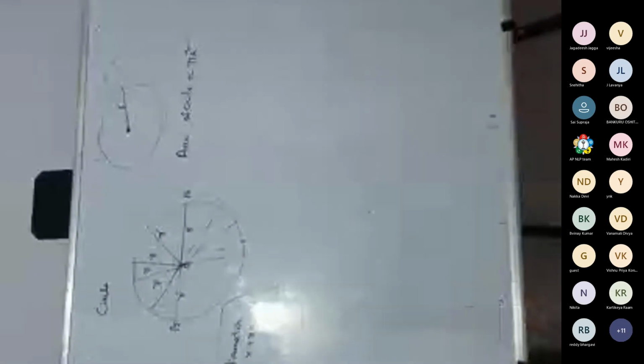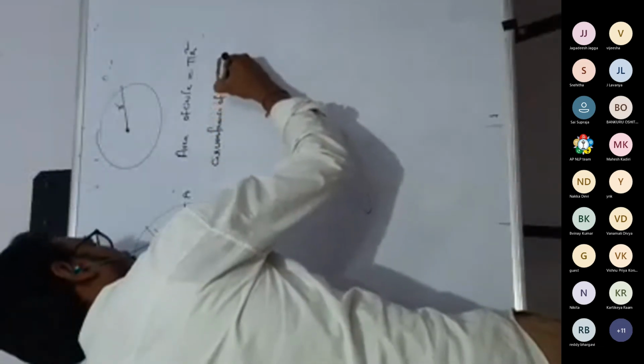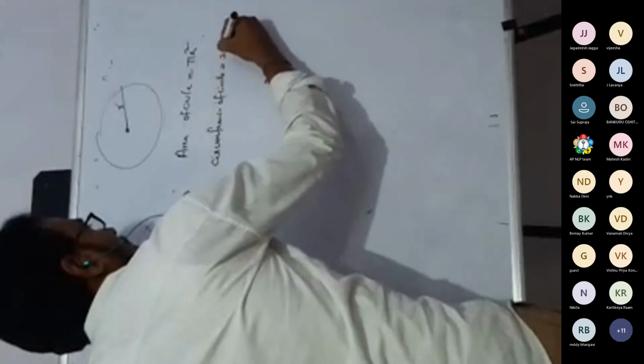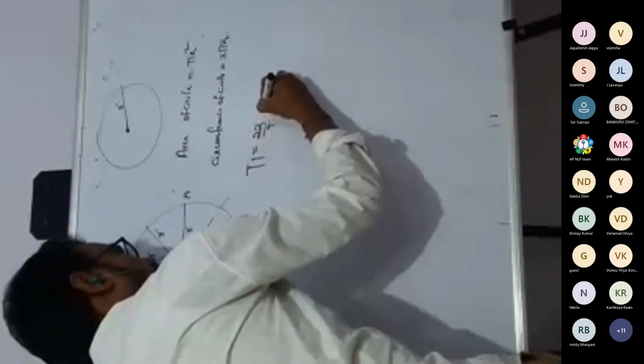We can derive proofs for everything, but there is no time. Please note the formula. So, what is the circumference of the circle? The circumference of the circle is 2 pi r. Here we can take pi equal to 22 by 7 or 3.14.